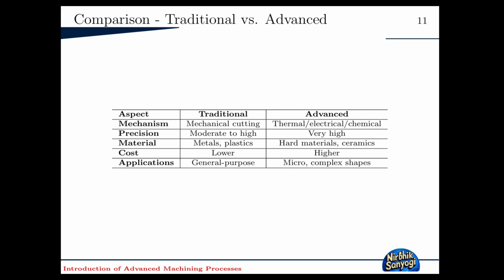Regarding materials, usually metals and plastics are machined through traditional machining processes, but advanced machining processes handle hard materials, some ceramics, and titanium-based alloys. Traditional machining is for general purpose use. And if you need micro or complex shapes or even nano features, then advanced machining processes are always there. Come to the AMP classifications.